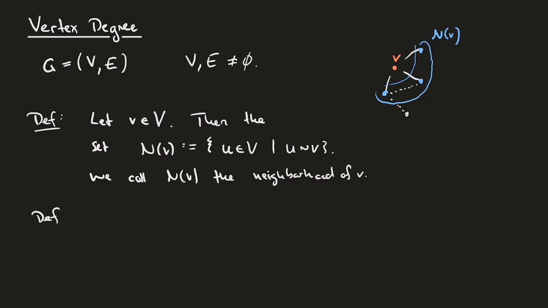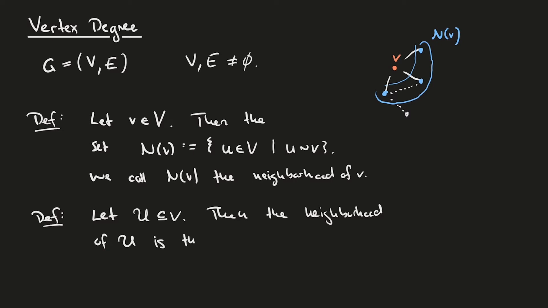More generally, we can also define the neighborhood of a set. For this, let U be a subset of V. Then the neighborhood of U is the set of neighbors of U in V without U.